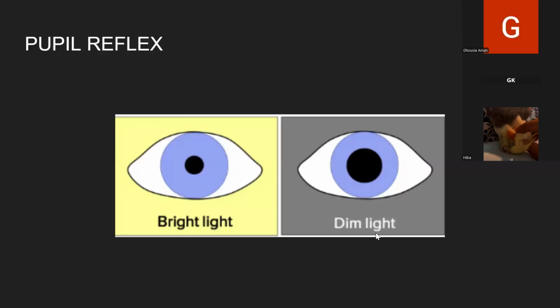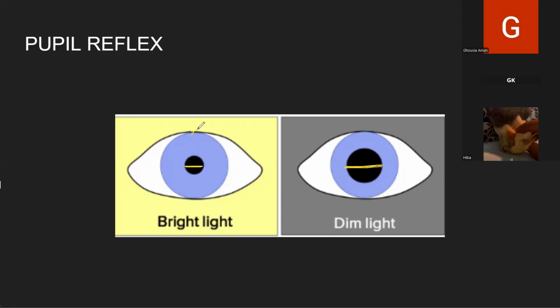Now see, pupil reflex is another thing. What is pupil reflex? When you are looking at a bright light, your pupil will become smaller. The hole will become smaller. When you are looking at a dim light, your hole will become bigger.